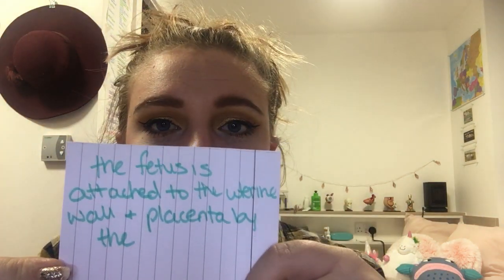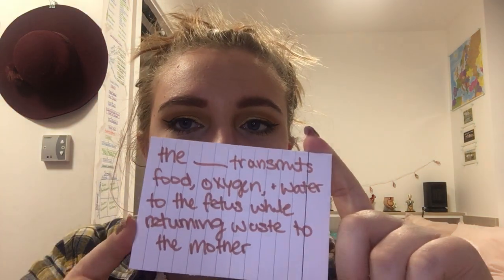The fetus is attached to the uterine wall and the placenta by the umbilical cord. Okay. The blank transmits food, oxygen, and water to the fetus while returning waste to the mother. What does that job? The placenta.